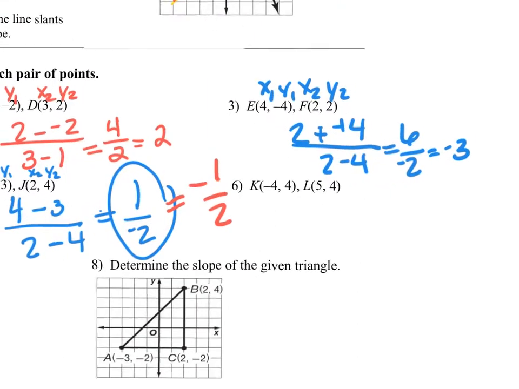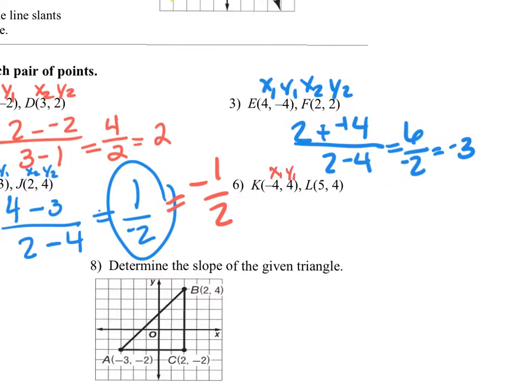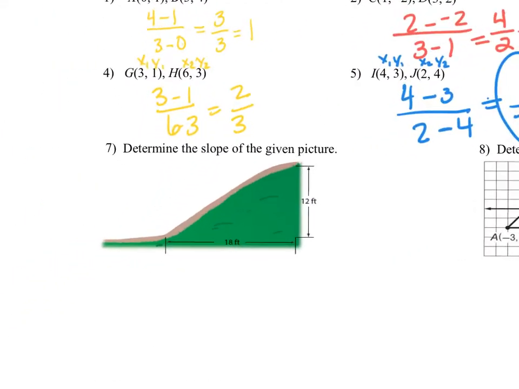Okay, let's look at the last one real quick. x1, y1, x2, y2. If you will label it and follow the formula though, it should come out. So 4 minus 4 over 5 minus negative 4. 4 minus 4 is 0. The change is 9. So it should be 0 over 9. Okay, yes. Okay, moving on. We got to get through these last two.